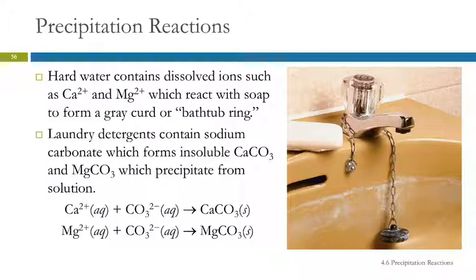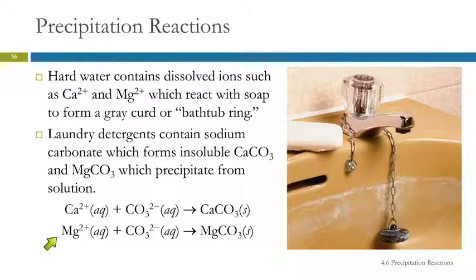In your laundry detergent, which is different than a soap, laundry detergents contain sodium carbonate. And the reason they have those is because the carbonate forms an insoluble compound with calcium and with magnesium. And so instead of getting this soap scum on your clothing, the detergent precipitates the calcium and magnesium ions out of solution so that they don't make that curd on your clothing.